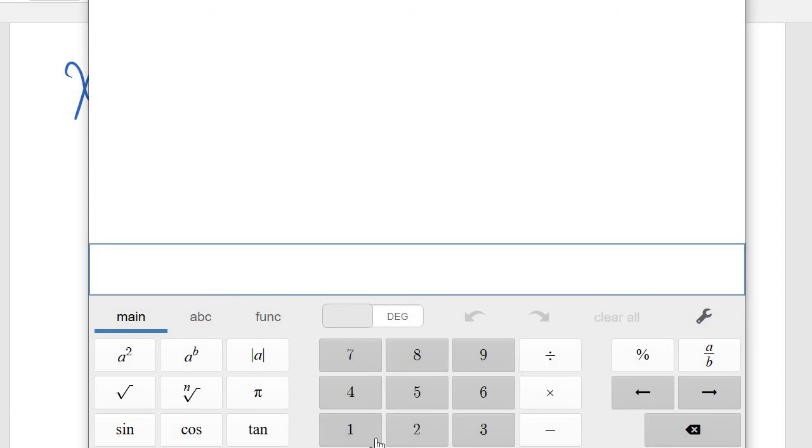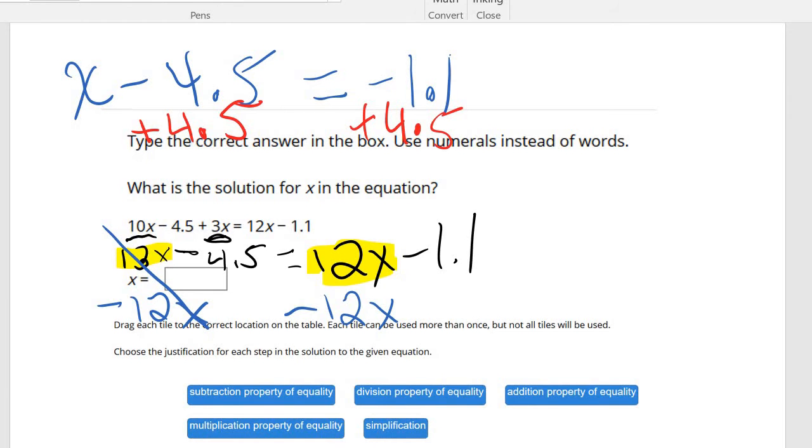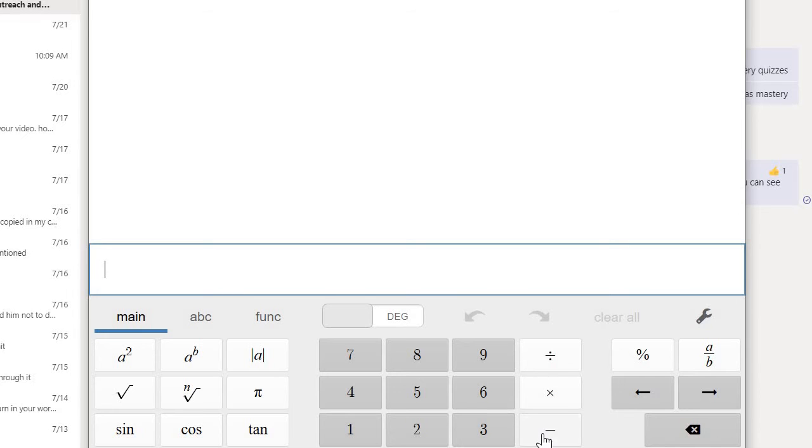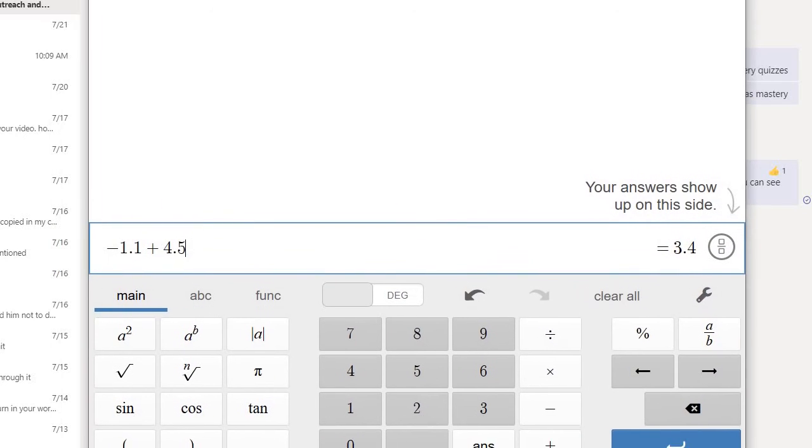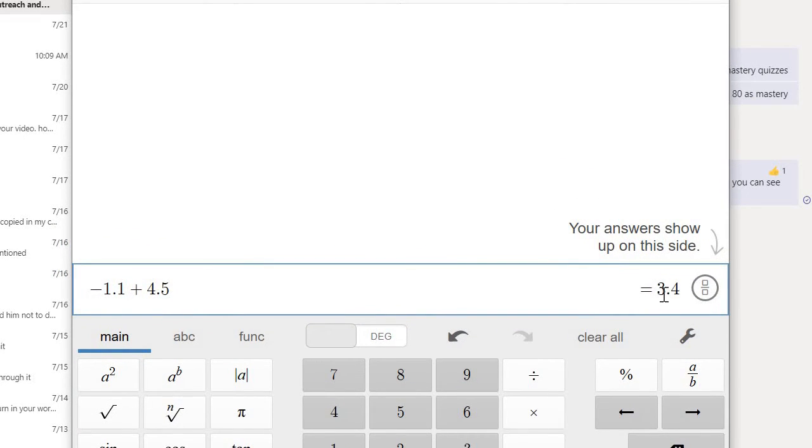So anyway, back to our problem. Our problem says that we have to do negative 1.1 plus 4.5. What's nice about this calculator, it doesn't have a negative button. You just use a subtract when you have a negative. And if you look over here, it's going to tell you that your answer is 3.4, right? So what's nice is you don't have to hit enter, but you can if you want to. Enter is this blue button. But if your math is clean, it's going to tell you already over here.